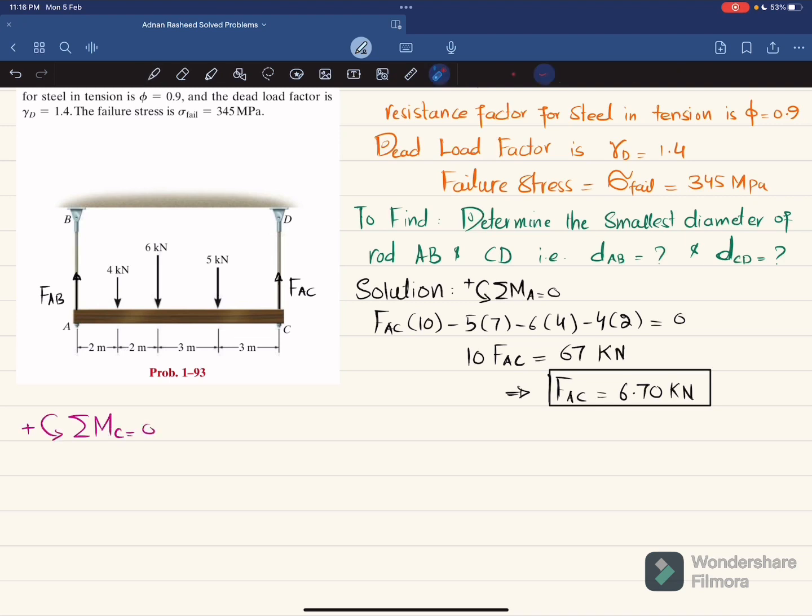So you can see that about point C the first moment is FAB and the perpendicular distance is 10. This is producing clockwise moment, so it will be negative. So I will write minus FAB into 10. The second moment will be 4 into perpendicular distance, this 8, and this is producing counterclockwise moment, so it will be positive. So I will write 4 into 8.